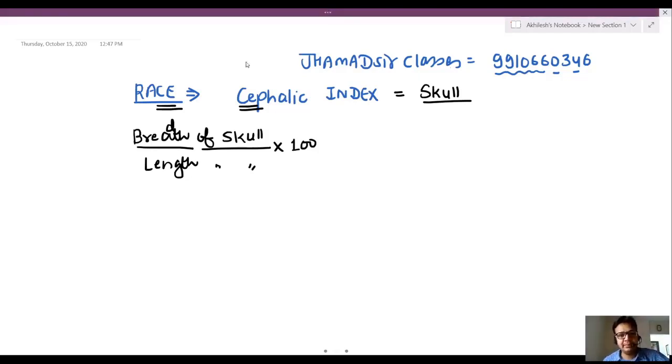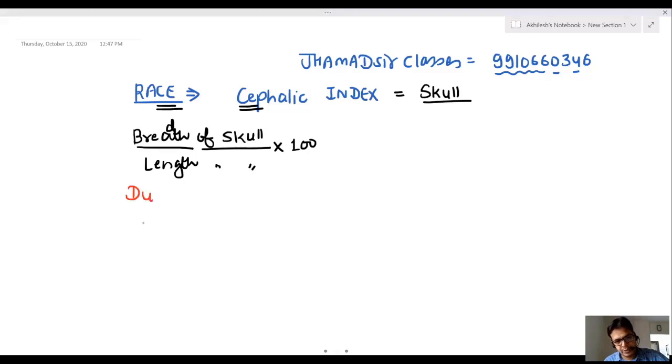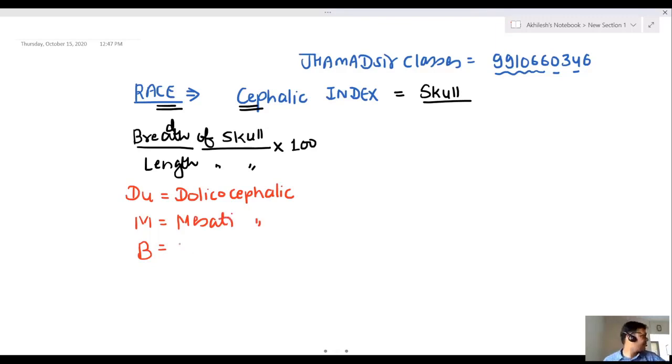A very simple trick: DUMB. D-U-M-B. What is the trick? D for dolichocephalic, M for mesaticephalic, B for brachycephalic. The values are 70 to 75, then 75 to 80, and 80 to 85. This is the trick we can remember.